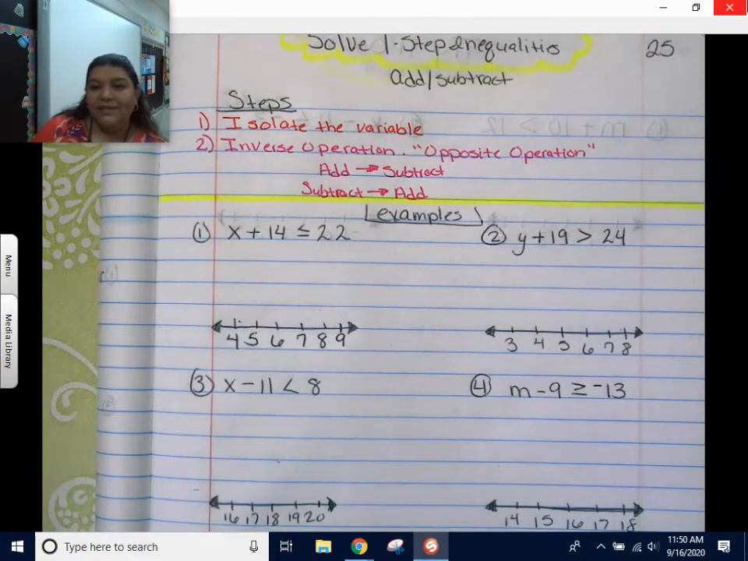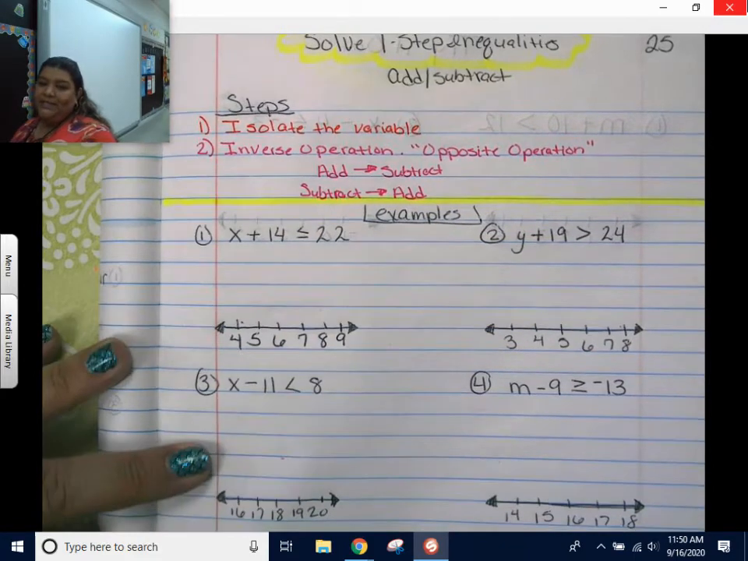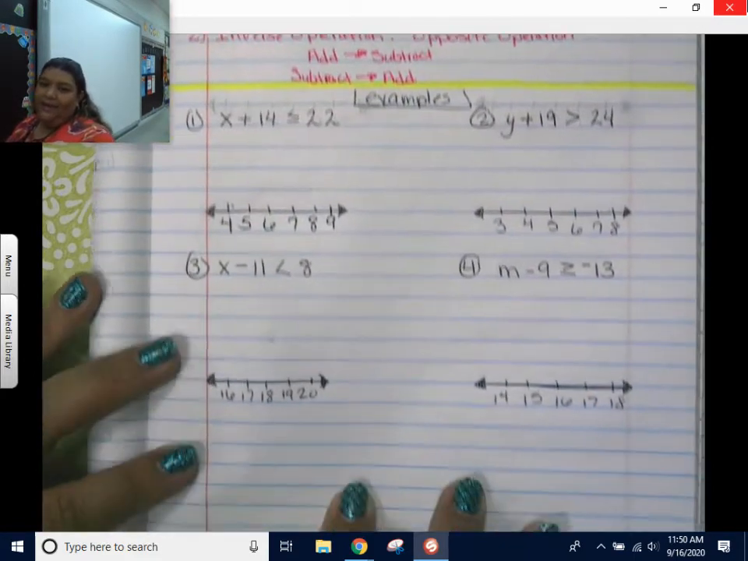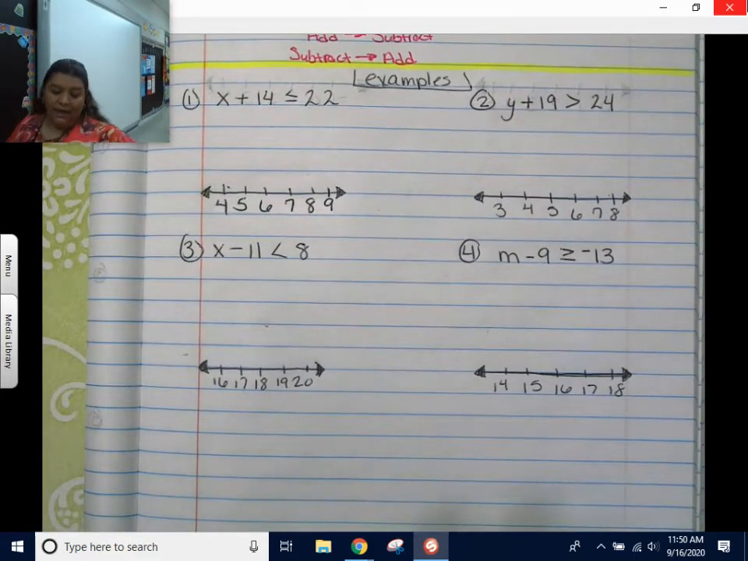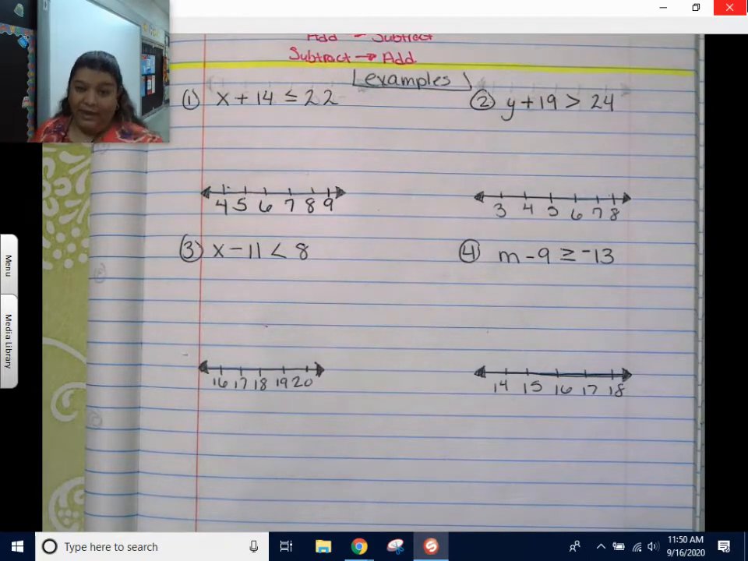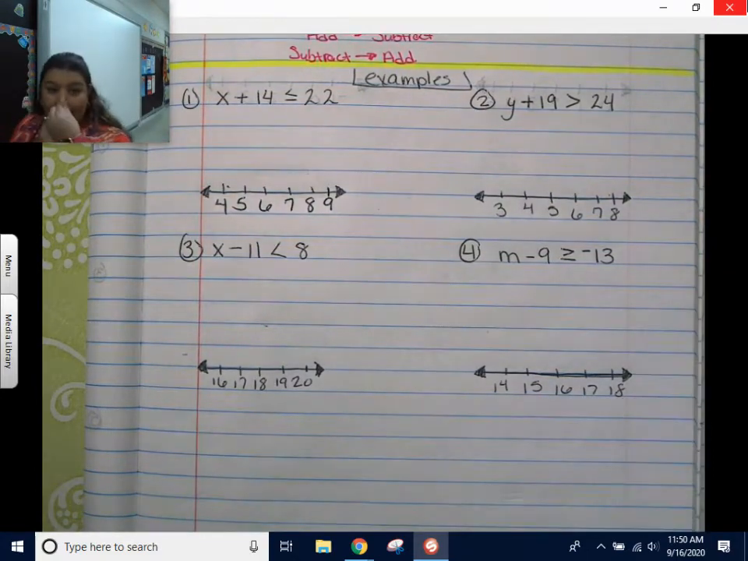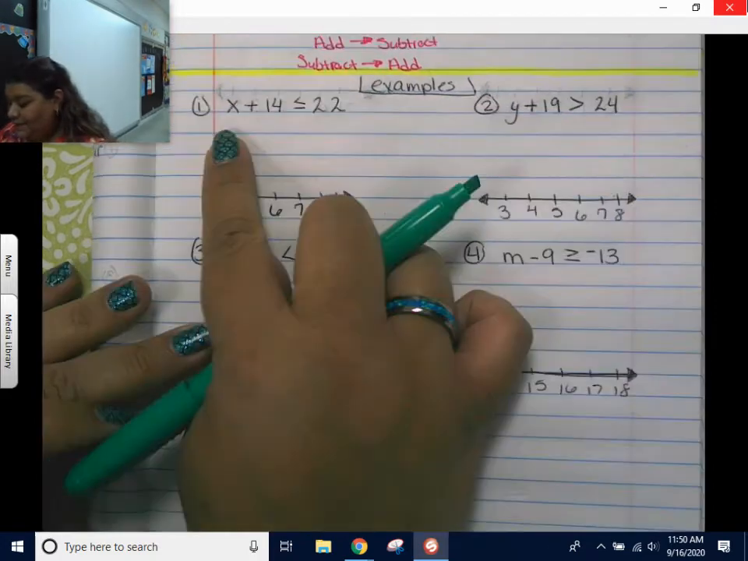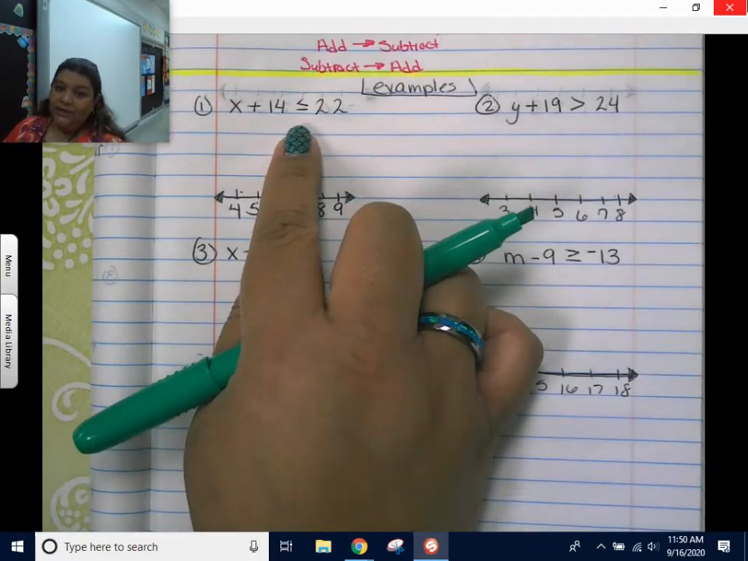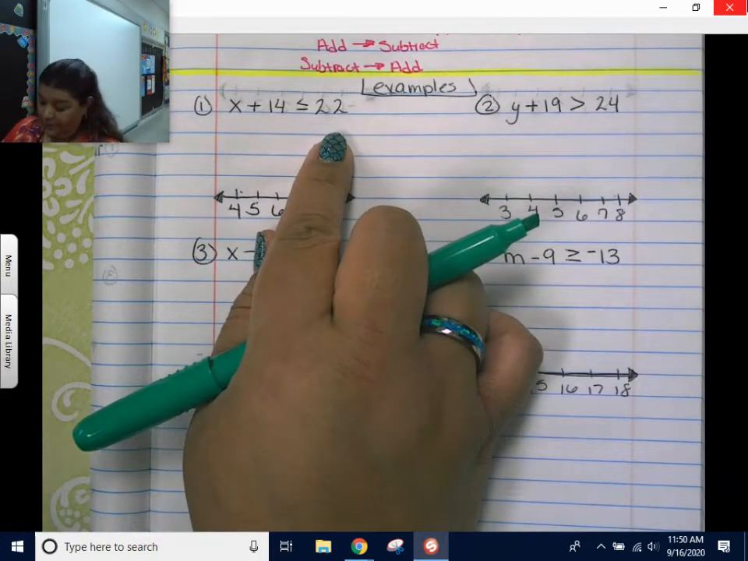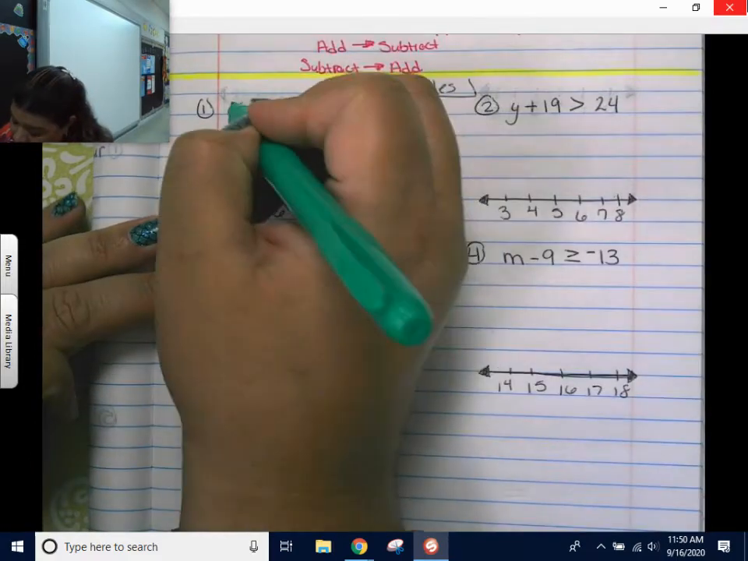Good. Let's go ahead and get started on the examples. You're going to see that we solve them exactly the same way, except now do not write the equal sign, write the correct symbol. So number one, x plus 14 is less than or equal to 22. Step one, isolate the variable.